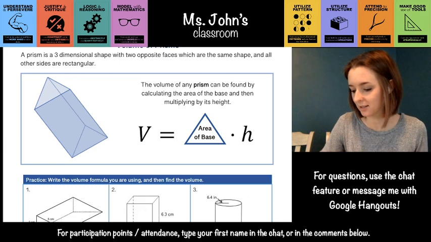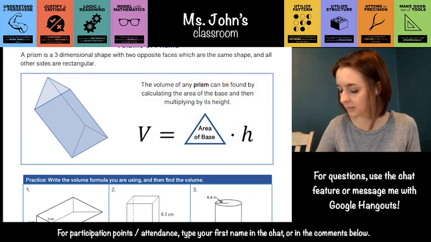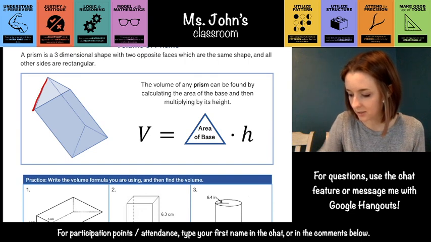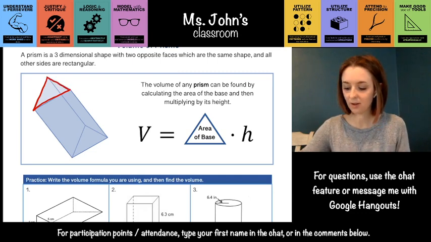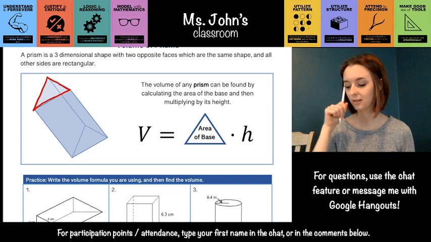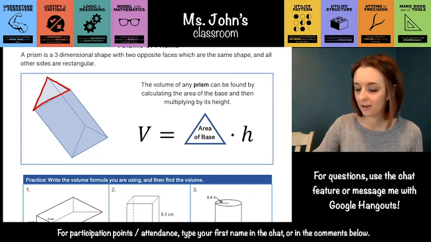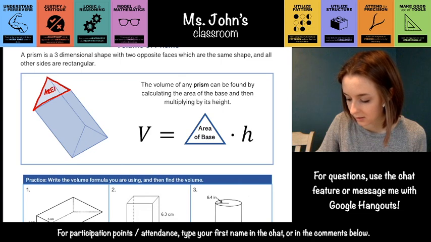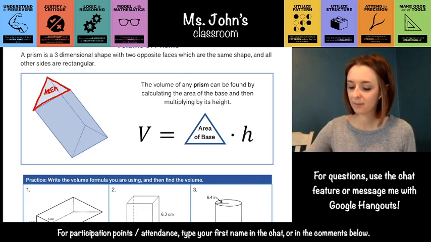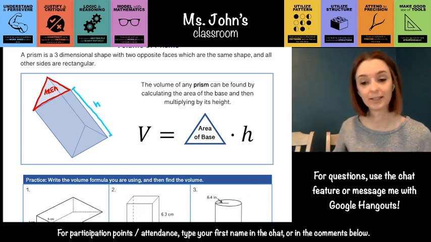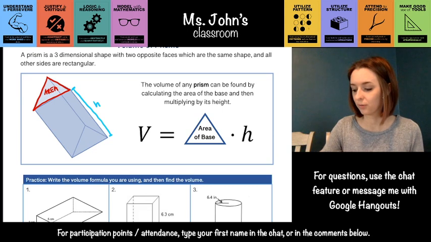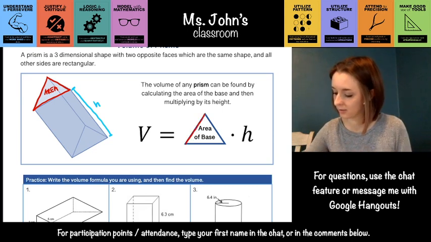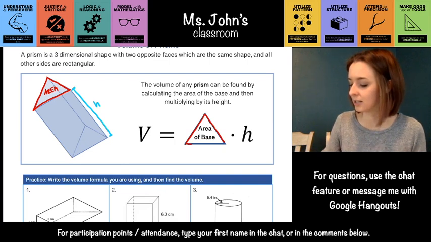I'm going to annotate on here. I'm going to change colors. The base in this image is this triangle, although not all of the shapes you'll encounter are triangular prisms, of course. You find the area of that shape, and then you multiply it by whatever the height is, which is however long it's stretched the other direction. That's all you do. It's not really a formula. It's just the area of the base times the height.